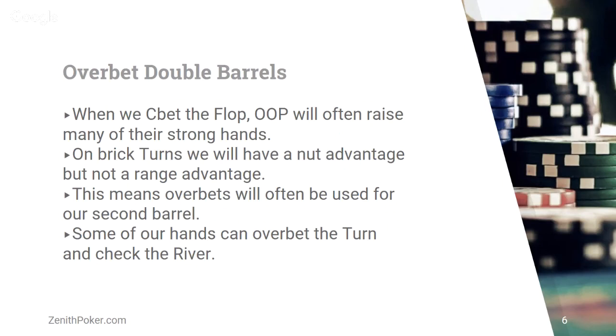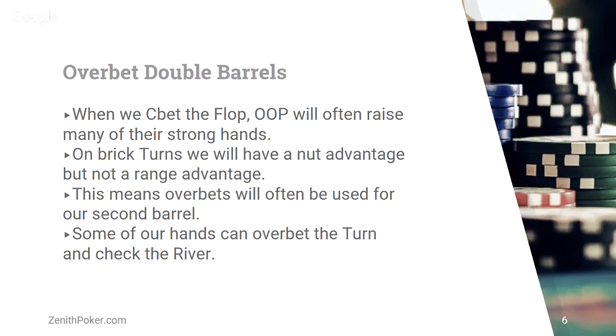And so we're going to have an advantage over our opponent, but not necessarily a range advantage. The opposition player is going to have many strong hands in their range, and our range will be more polarized, with some very strong hands as well as some bluffs. So here we have a nut advantage, but not a range advantage. Because we can check back the remainder of our range, we're going to press a nut advantage by using an overbet for our second barrel, our double barrel.